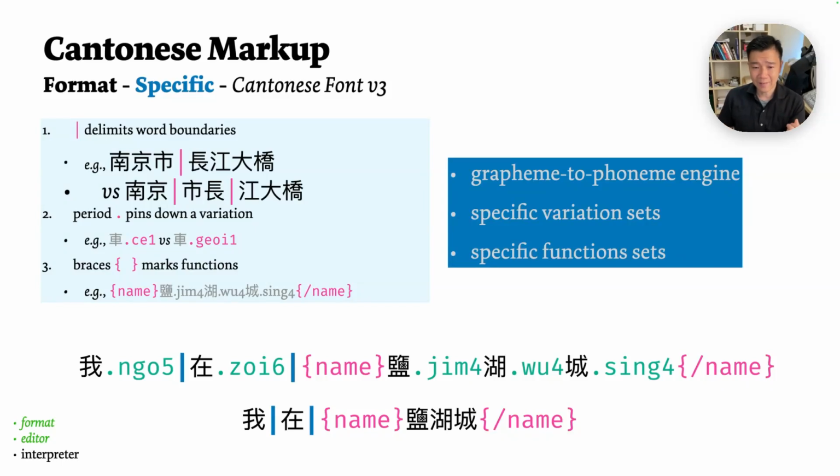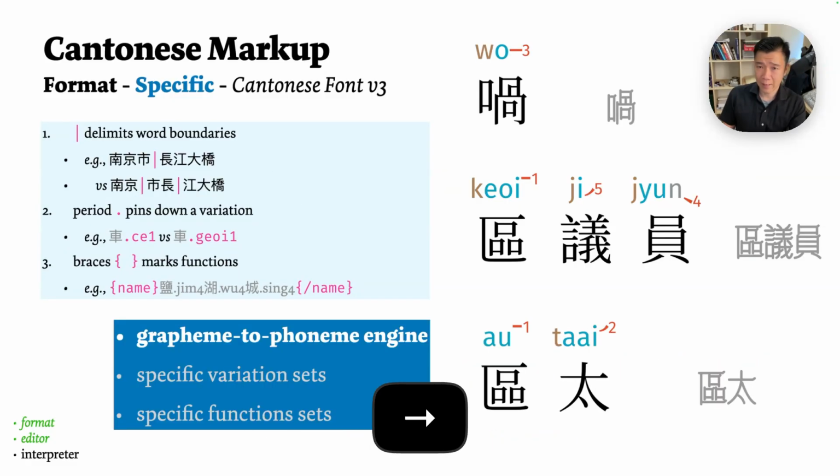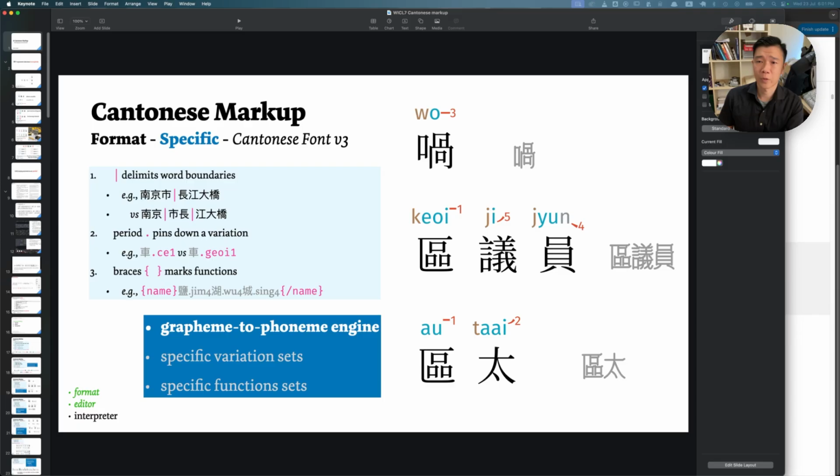Specific to the Cantonese font, there are some extra variation sets, some extra function sets. So we are going to take a look at this, and we are going to jump out from the presentation to do a demonstration.